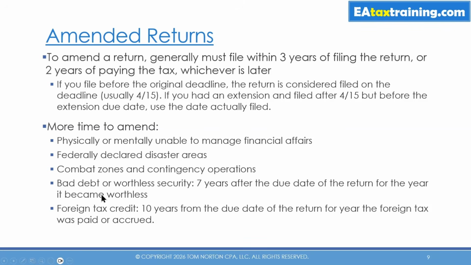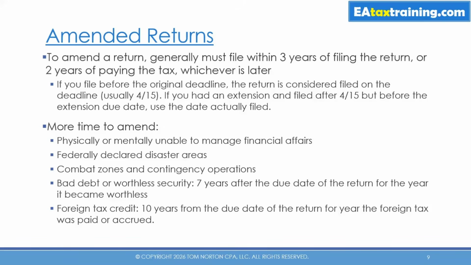The reason you are amending is due to a bad debt or worthless security. You have 7 years after the due date of the return for the year that it became worthless. So sometimes with a bad debt or a security, you won't know that it became worthless until you've got hindsight to look backwards and say, hey, you know what? As of that date, there was no way I was ever going to get this money back.